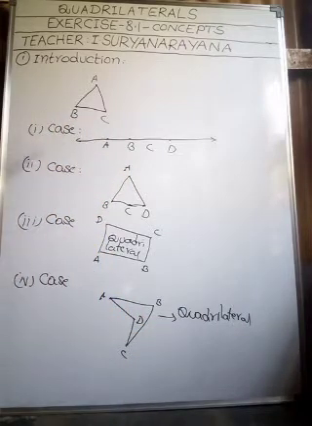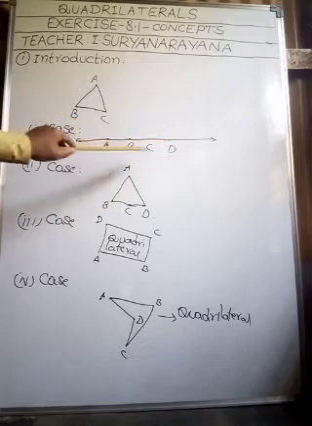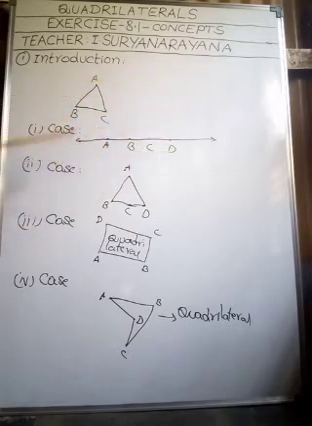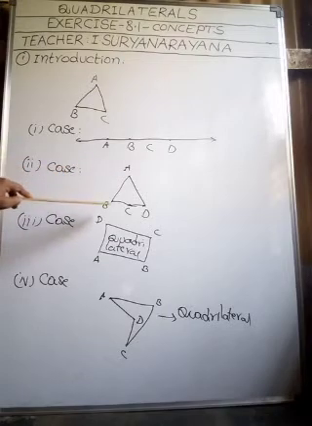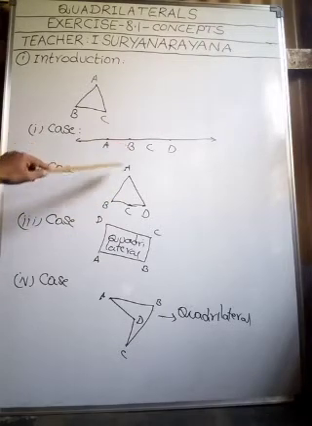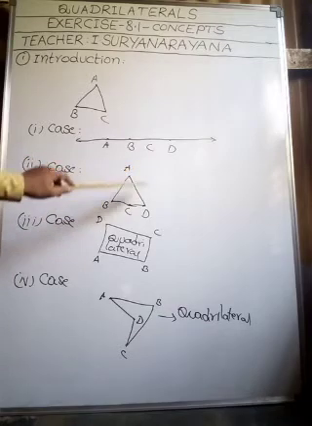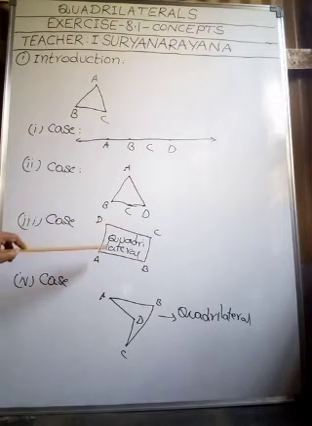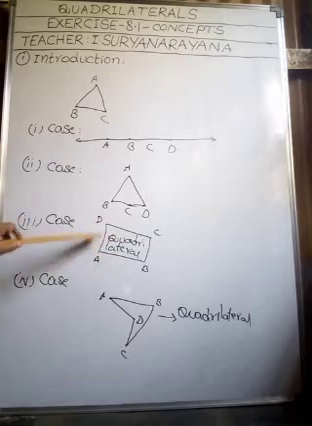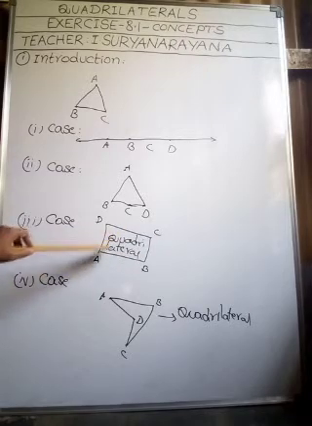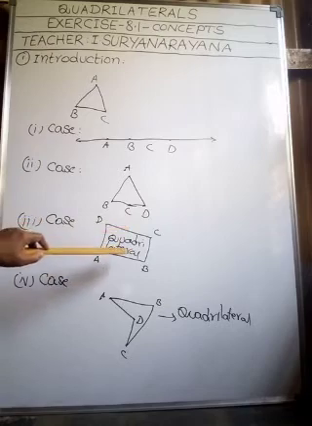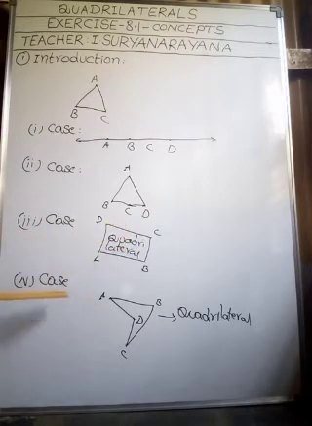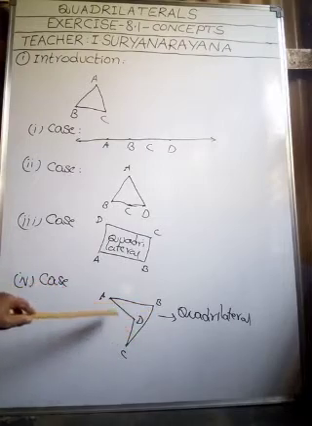Okay, my children, understood these four cases in a plane. If four points are taken, in the first case the four points may be collinear, then we get a straight line. Now case 2: if any three points are collinear, then we get a triangle. The third case: if out of four points no three points are collinear, then we get a quadrilateral, a simple closed figure. Similarly, in case 4, here also we get a quadrilateral.